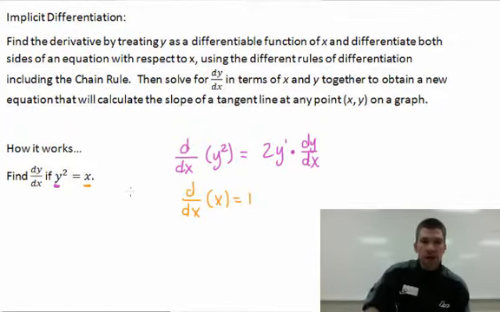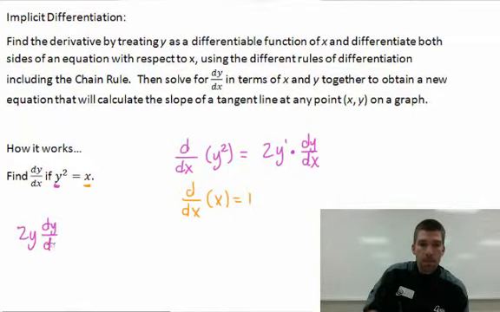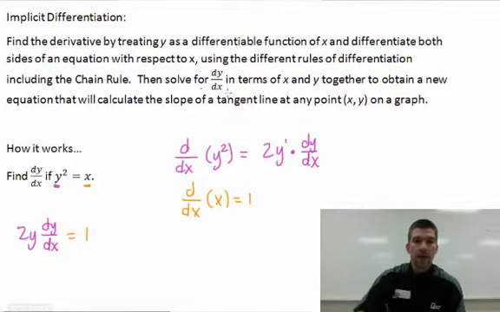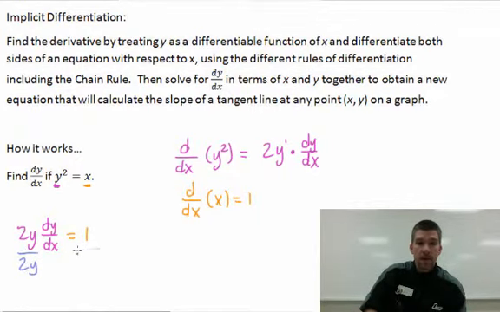So what does this problem look like? Well, let's write it out exactly. On the left-hand side, after I take the derivative of both sides, I have 2y dy/dx. On the right-hand side, I've got a 1. And what we want to do is find what dy/dx is. We want to know what that thing is. So to finish this problem out, we're just going to divide both sides by 2y. And then I've discovered that dy/dx is equal to 1 over 2y.